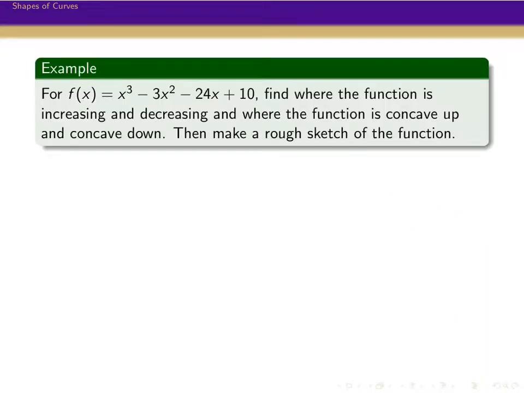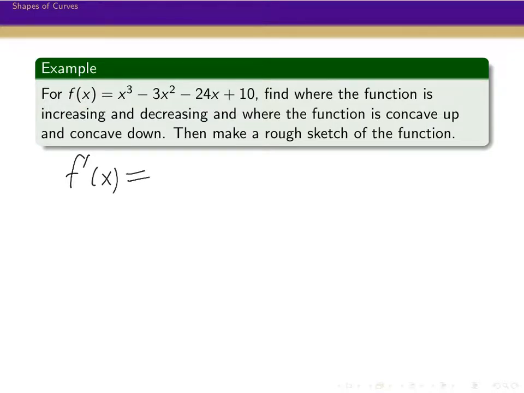Okay, so let's put this together with an example. Here's a cubic. We want to figure out where the function is increasing and decreasing, and where the function is concave up and concave down. Then we're going to try and make a rough sketch. So first thing we should do, find the first and second derivative, right? This is just a polynomial, so we're just using the power rule over and over again.